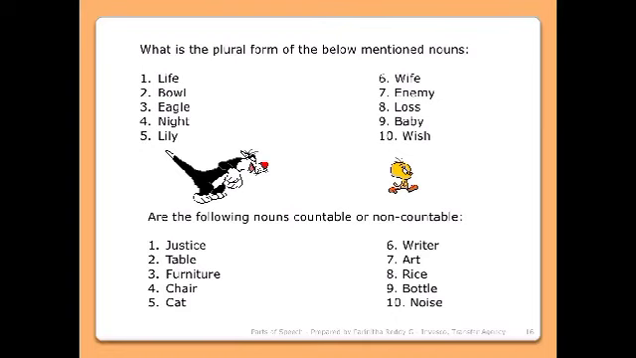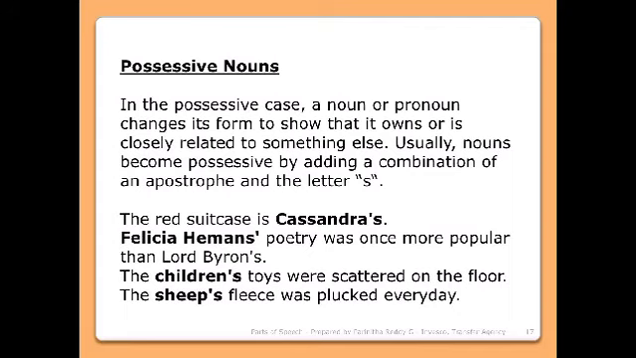Life would be lives, wives, bowls, enemies, eagles, losses, nights, babies, lilies, wishes, etc. So you know very well what singular and plural mean. So what is a possessive noun? As I told you, there is a kind of noun which is called a possessive noun.